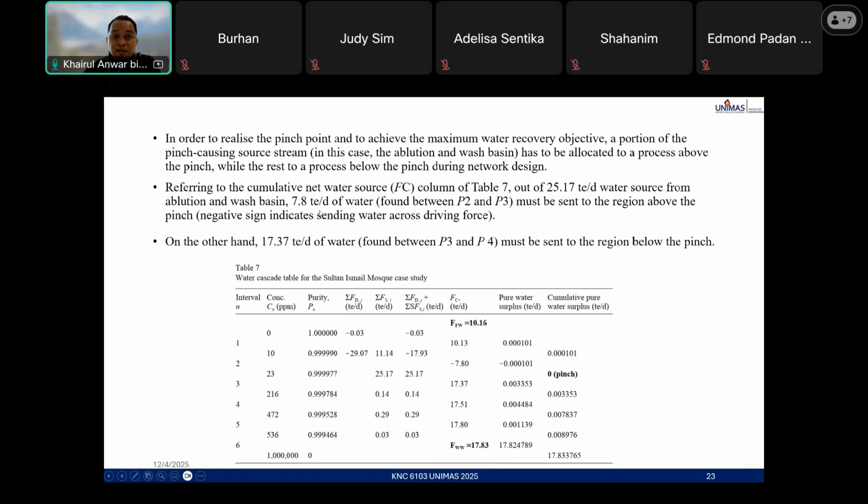In order to realize the pinch point and to achieve the maximum water recovery objective, a portion of the pinch causing source stream, in this case the ablution, has to be relocated to a process above the pinch, while the rest is used by processes below the pinch within the network design. Referring to the composite table of the source, out of 25.17 tons per day of water source from ablution and wash machine, 7.8 tons per day of water found between P2 and P3 must be sent to the region above the pinch.